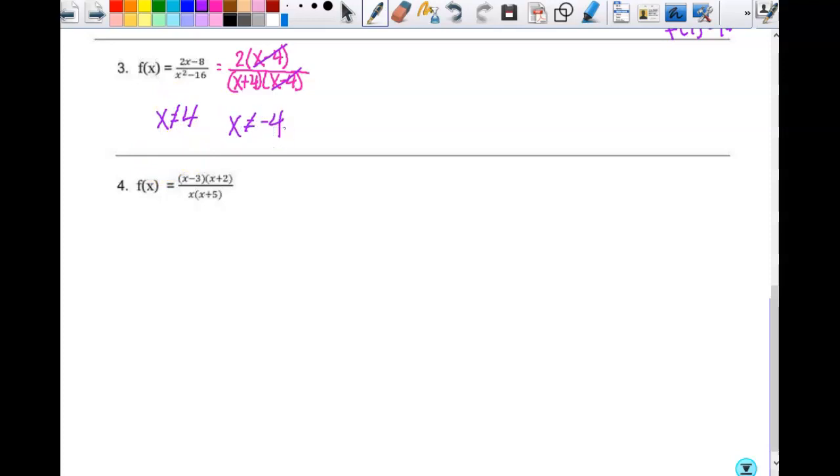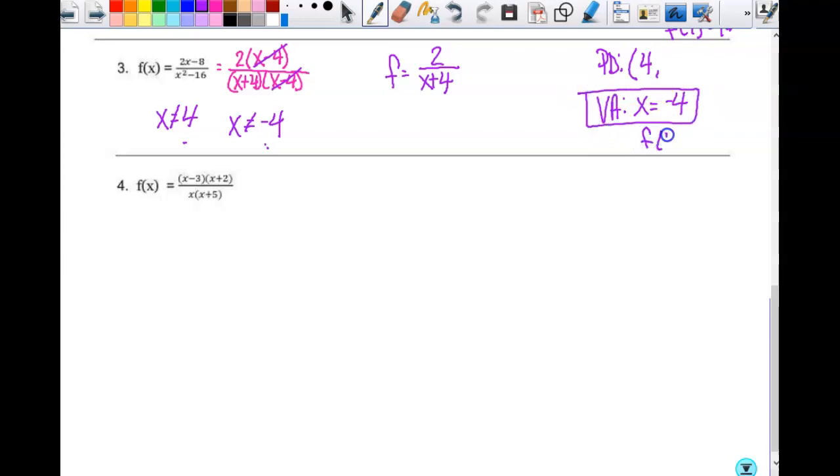But they're for different reasons, right? My reduced function is 2 over x plus 4. So these are two different reasons here. I canceled out the x minus 4, so that means I'm going to have a point discontinuity when x is 4. I'm going to have a vertical asymptote when x equals negative 4. Okay, so there's that. And then I find f of 4 in my reduced function. It's going to give me 2 over 8, which is what? 1/4.